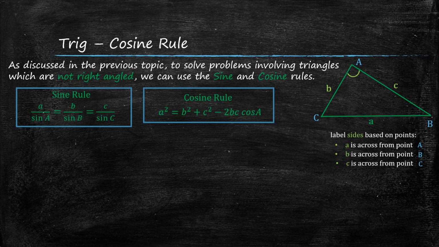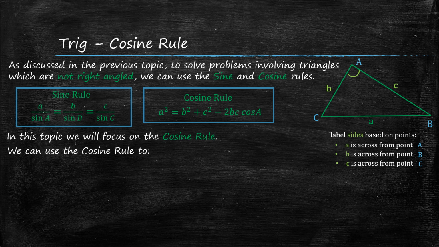The cosine rule. As discussed in the previous topic, to solve problems involving triangles which are not right-angled, we can use the sine and the cosine rules. While the previous topic focused on the sine rule, in this topic we will focus on the cosine rule. We can use the cosine rule to find a side when we have two sides and the angle between them.